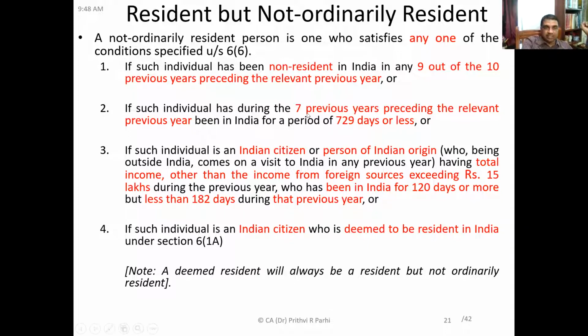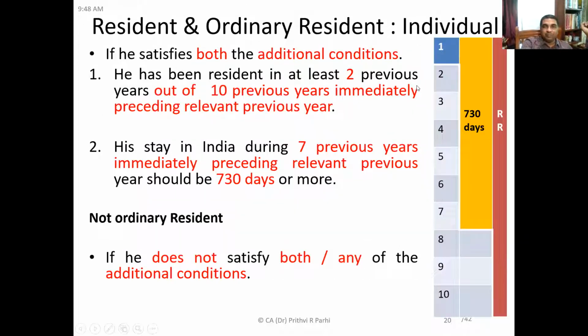Did you understand the first condition? Yes, sir. Okay. That means if the person is resident in 2 previous years, he will not be considered as not ordinary resident. He will be treated as resident. That's why I had simplified that condition for you, that if he is resident at least in 2 previous years out of 10 preceding previous years, he will be considered as resident or ordinary resident.